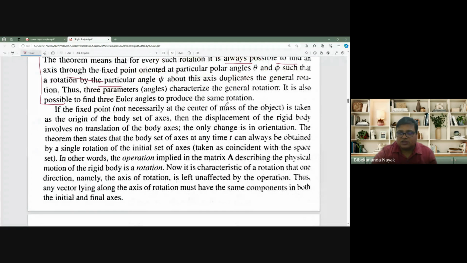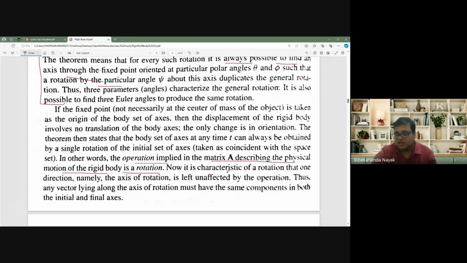If the fixed point is taken as the origin of the body set of axes, then the displacement of the rigid body involves no translation of the body axes. The only change is the orientation. The theorem then states that the body set of axes at any time can always be obtained by a single rotation of the initial set of axes. In other words, the operation implied in the matrix A describing the physical motion of the rigid body is a rotation.